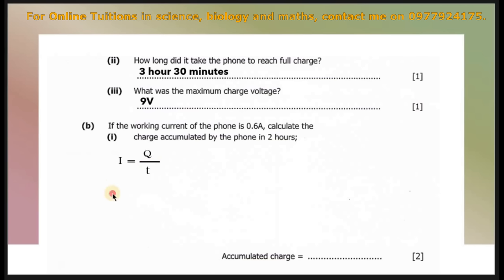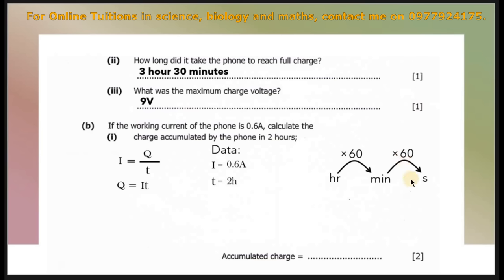You know, charge is connected to current: current is equal to charge over time. So they want charge. Charge is equal to current times time. So, data: you are told current is 0.6 amps, then time is 2 hours. Change it to seconds, because time should be in seconds. To change time from hours to minutes, then to seconds, first you need to change time to minutes. How do you do it? You multiply whatever you are given by 60 to go to minutes. Now you need to take it to seconds, so again you multiply by 60.